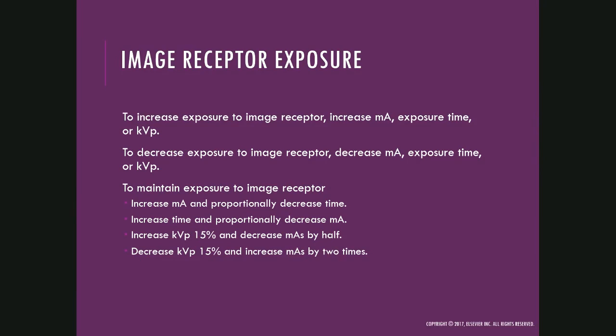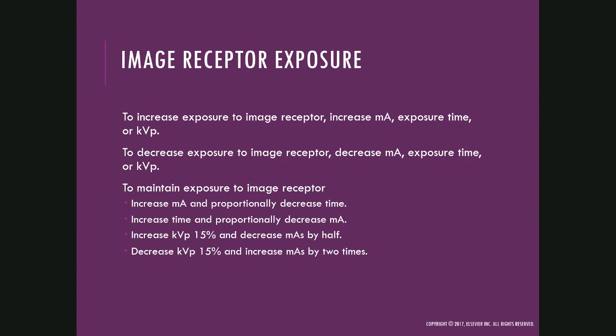Back in the day of film, I won't bore you with this for too long, when you increased your exposure factors, you would visibly see a darker image. Our film would be darker. Now it doesn't really work that way. With digital imaging, if you increase your kVp or your mAs, even if you double your exposure to the IR, you may or may not even be able to visibly tell a difference on your image. So that's why we talk about image receptor exposure.